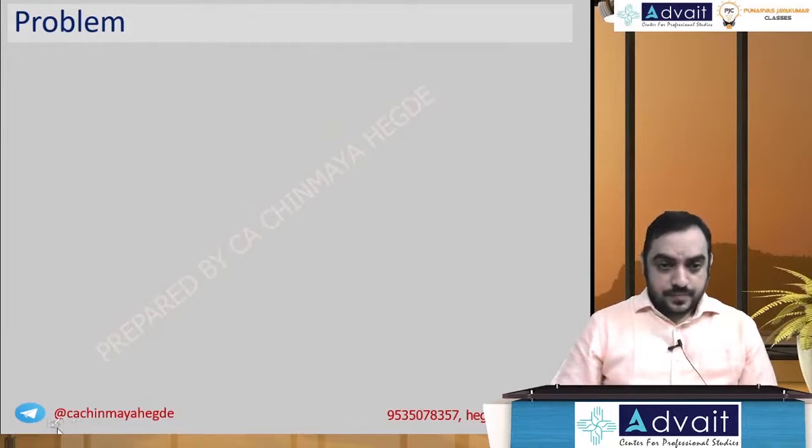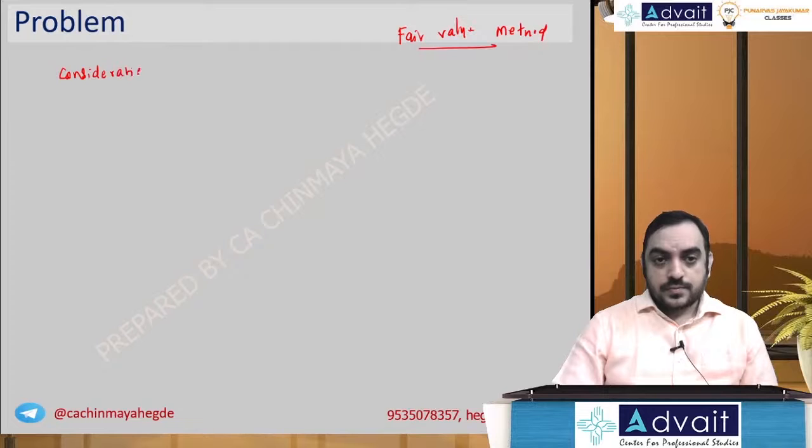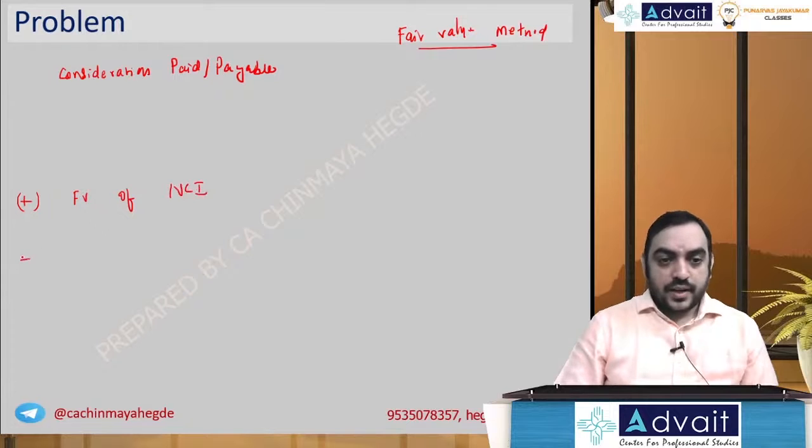Fair value method of recognizing goodwill and NCI. So first you will have the purchase consideration, or consideration paid or payable, both will be considered. Then we will be valuing NCI. We will be adding the fair value of NCI. Then we subtract the fair value of net identifiable assets.